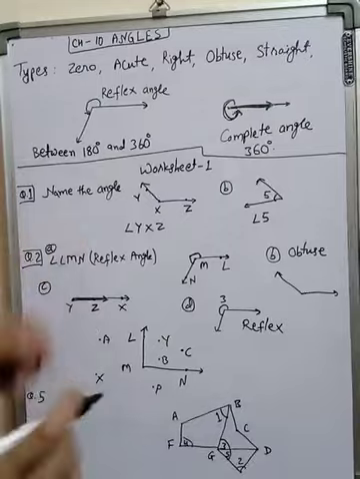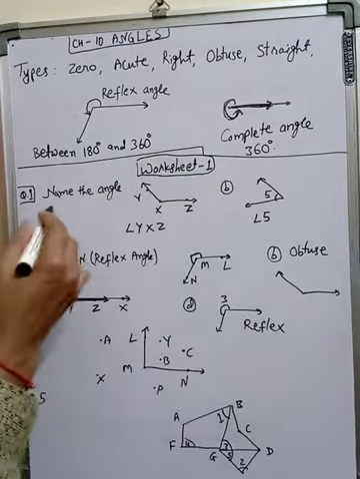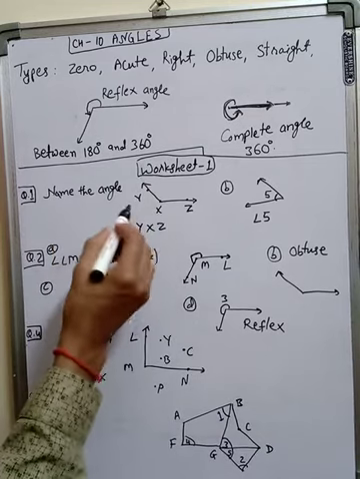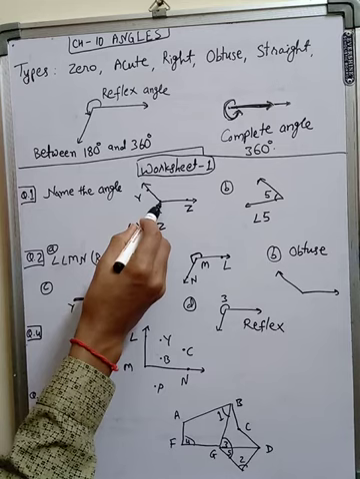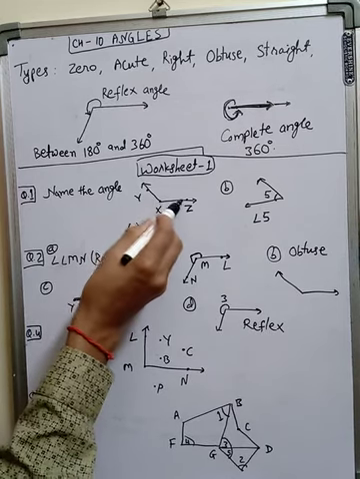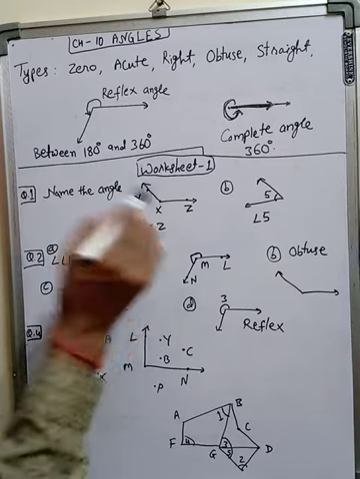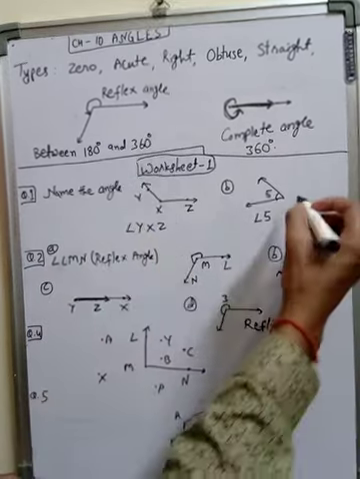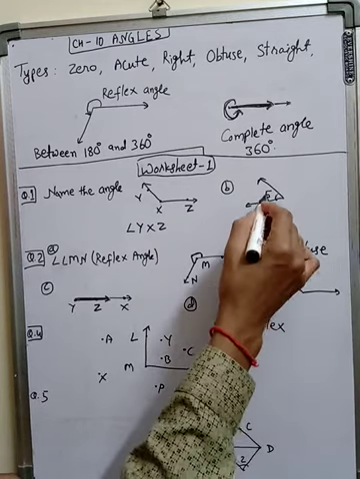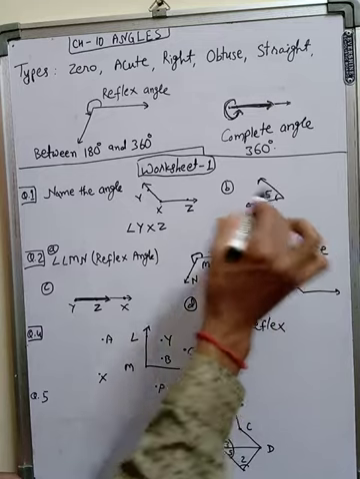Now come on to worksheet number 1. This is a very easy chapter. Name of the angle: what will be the name of this angle? By 3 letters. The middle will be the vertex, and the 2 points will be on the arms. So the name of this angle will be angle YXZ. Here the name of this angle will be angle phi. So we can show it by a single digit also.